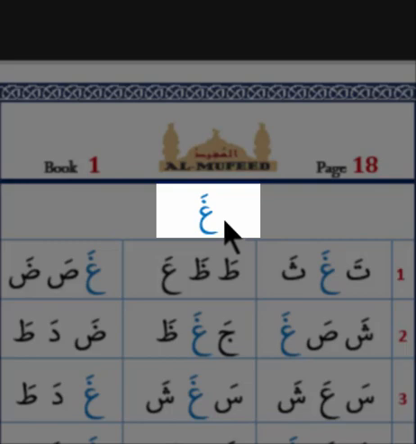Another common mistake is when they say Ga, similar to the English G, which is wrong. There is no Ga in Arabic. Remember the right pronunciation, Gha: short, sharp, and heavy.